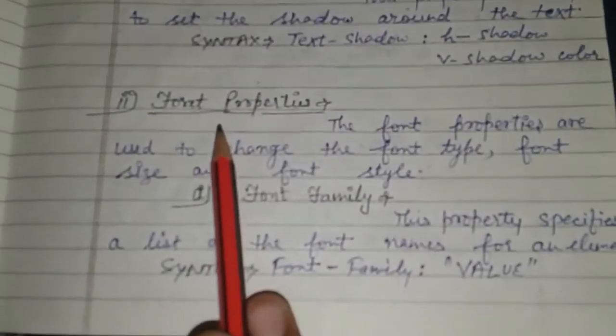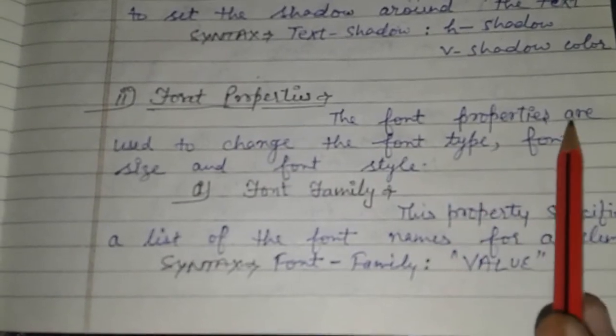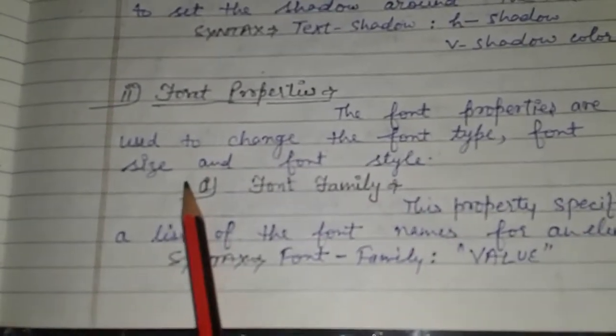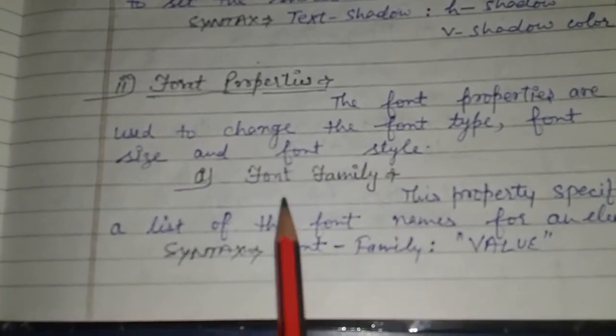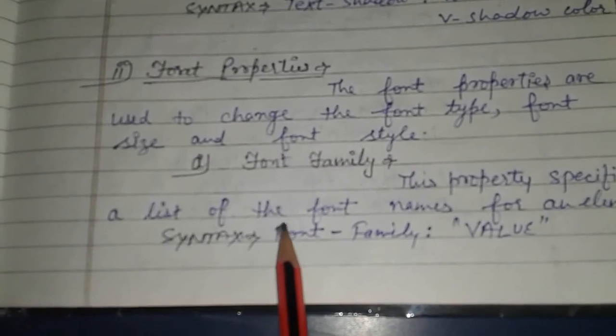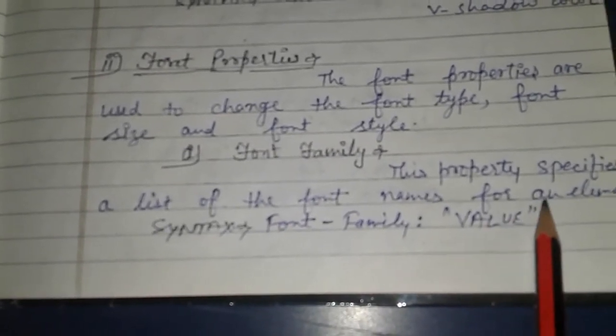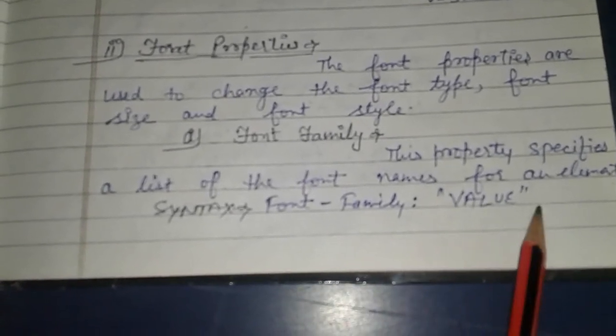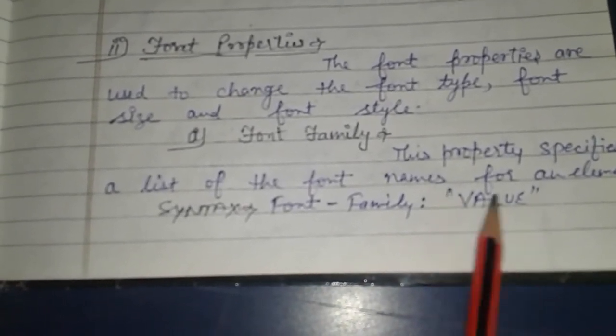Now, the second property is font property. Font properties are used to change the font type, font size and font style. Now, font family. This property specifies a list of the font names for an element. Syntax: font-family: value. Here the values are in double quotes.